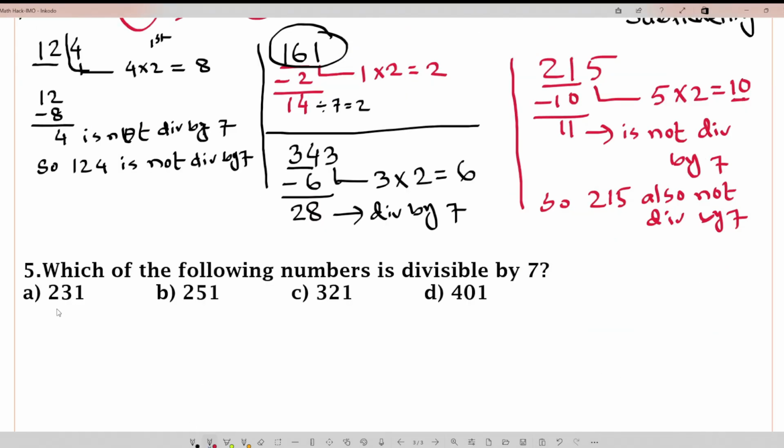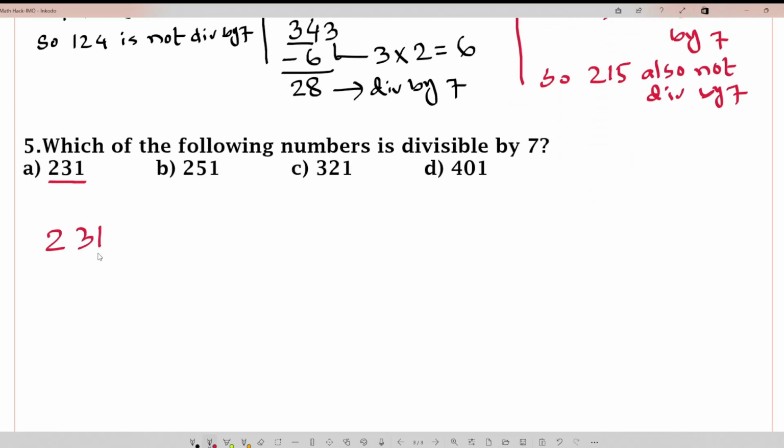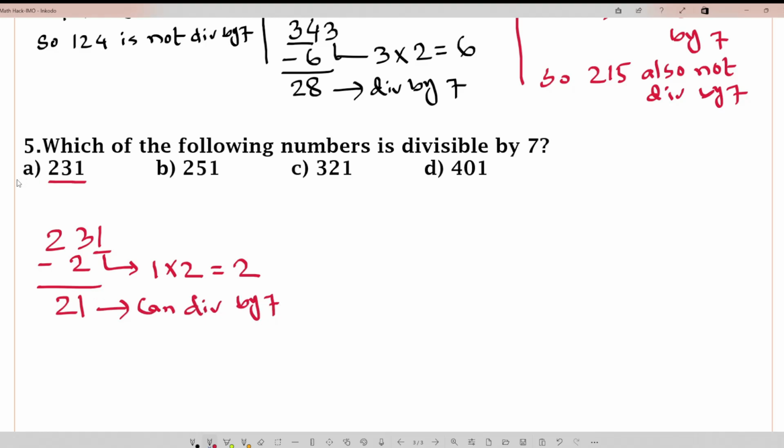Similar, here is also 231. Look, the last digit is 1, we can double this one. 1 times 2, it will be 2, right? Now we will subtract from 23, so 23 minus 2, it will be 21. 21 can be divided by 7, so 231 also can be divided by 7.